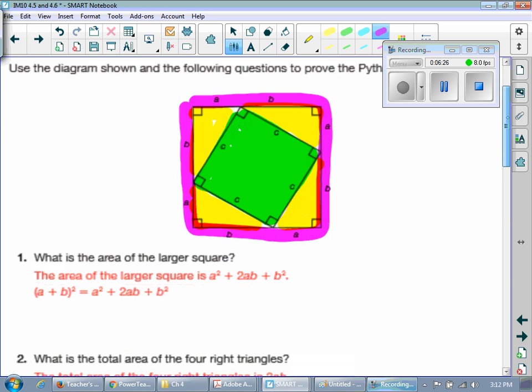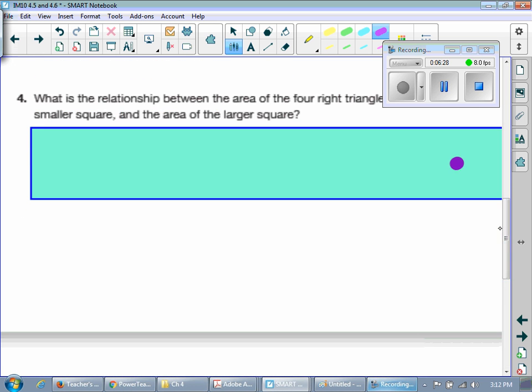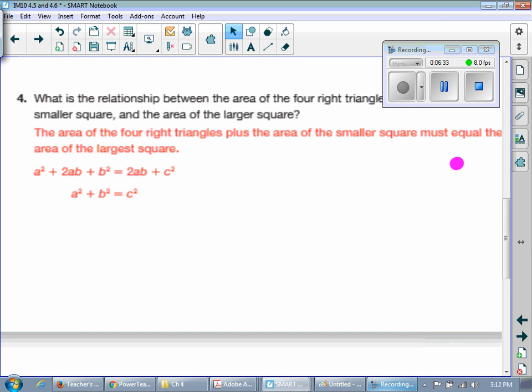Okay, so I'm going to scroll down here. So the area of the 4 right triangles plus the area of the small square must equal the area of the largest square. So what we set up here is this first part here is the area of the large square. It is equal to the area of the 4 right triangles plus the area of the small square.